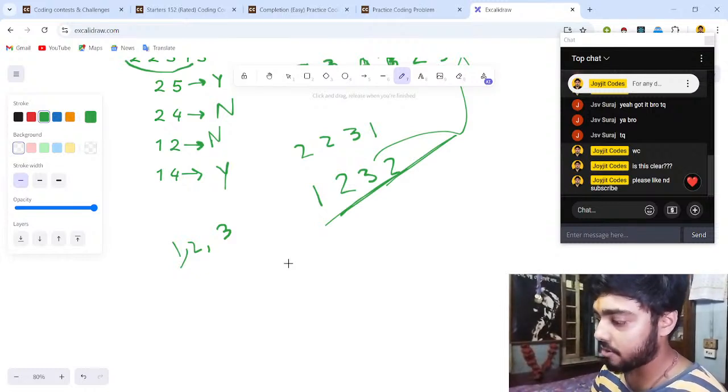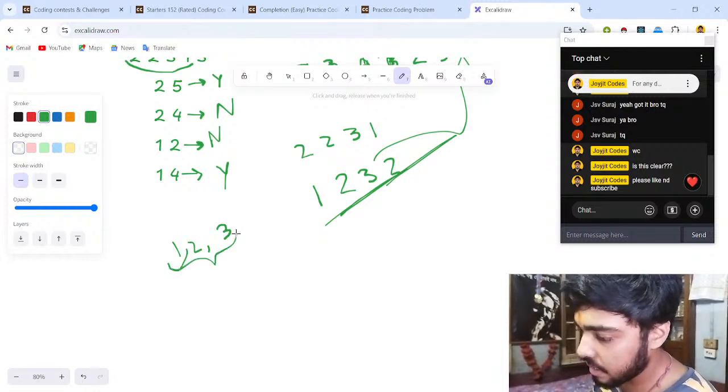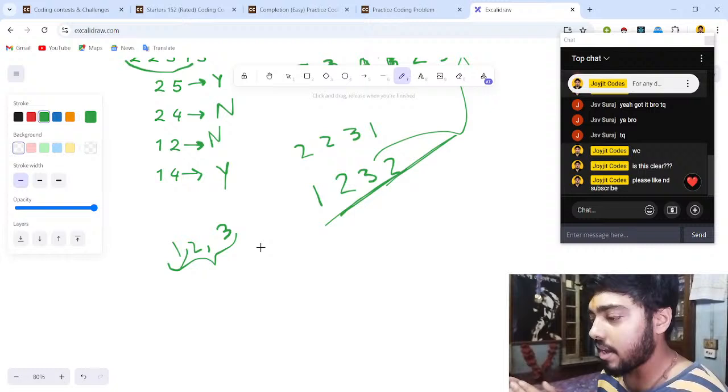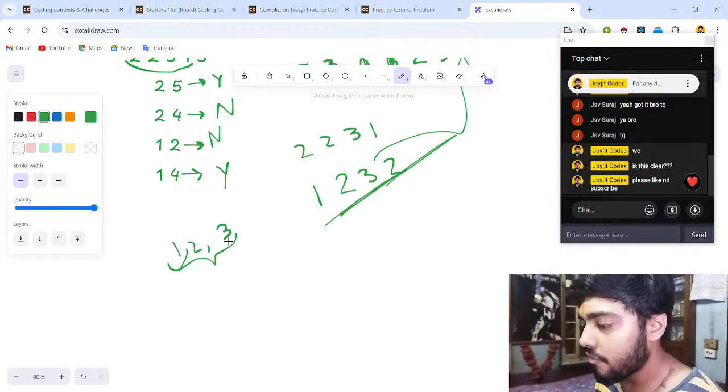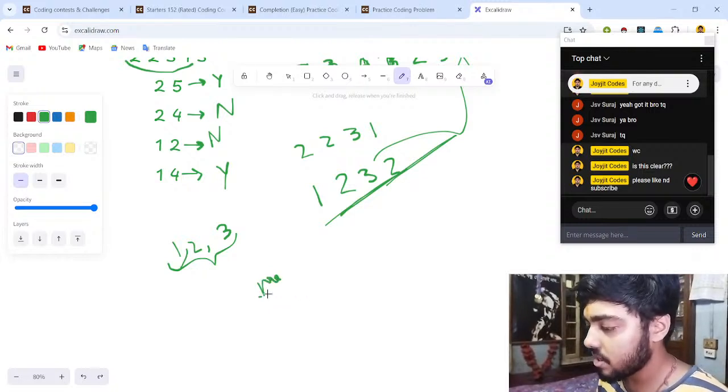Now since we know there are only 3 elements, for every specific subarray we can find out the frequency of all these elements by using prefix and suffix, or let's not even use suffix. Just using prefix we can find out the prefix frequency.